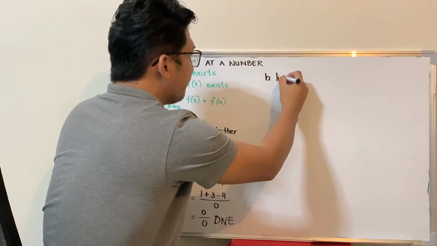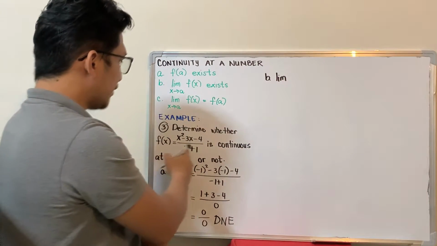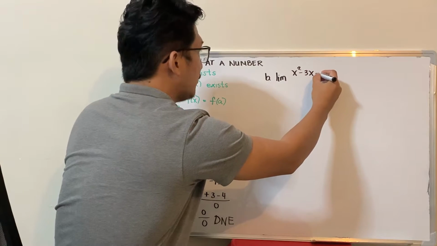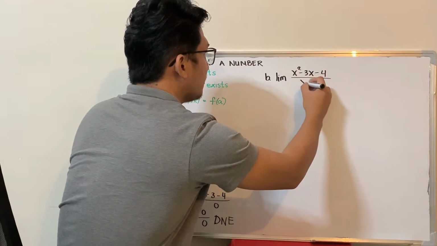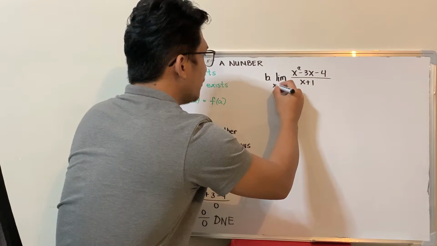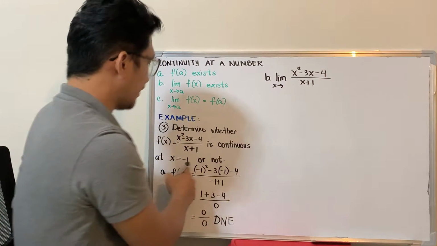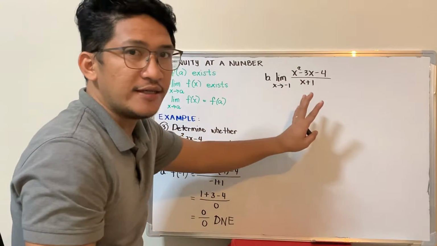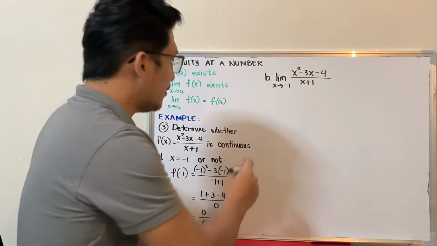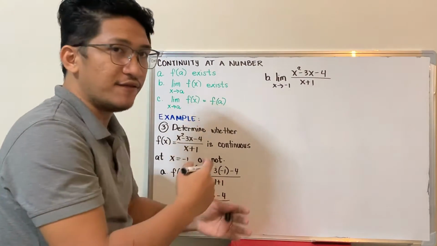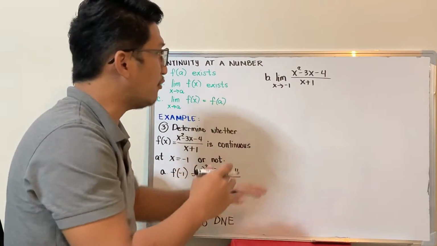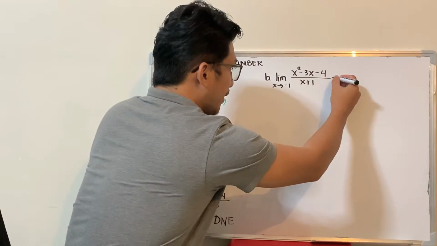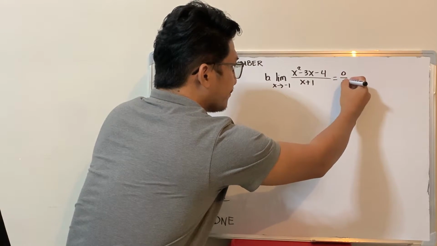We are to find the limit of the function x squared minus 3x minus 4 all over x plus 1 as x approaches negative 1. Now, in this scenario, guys, since we are already getting the limit, and as you know, di ba, because we have that way of getting the limit, we substitute right away the value of a. Now, if we do that, then syempre, we get 0 over 0.